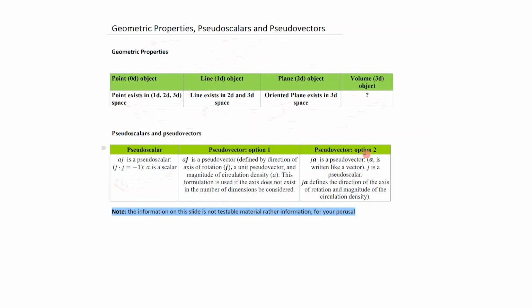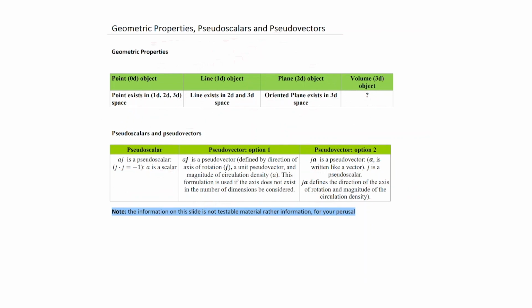Another option is to write J times A. J is a pseudoscalar, but A is a natural vector. J defines the direction of the axis of rotation and the magnitude of the circulation density. The fact that we're dealing with the curl of a vector field means it is a pseudovector. So in 3D, we can do the computation, but to make it into a pseudovector, we multiply by a pseudoscalar J, and so now this by definition is a pseudovector.